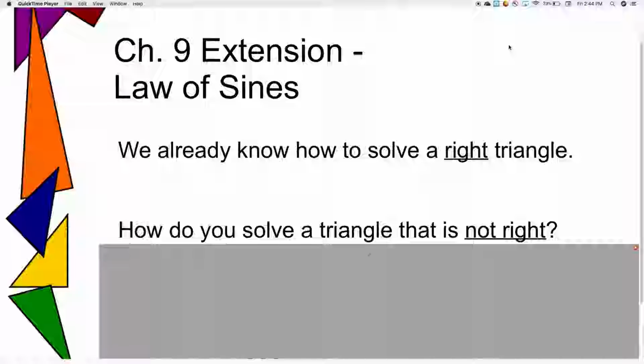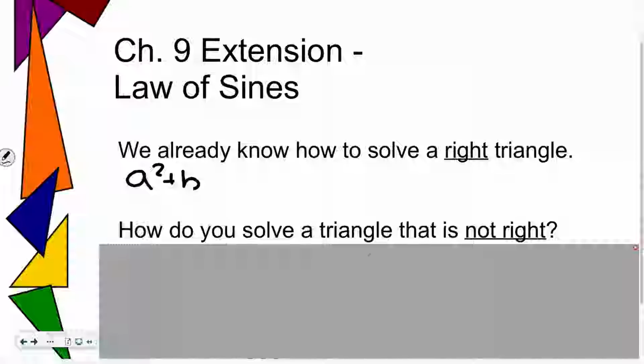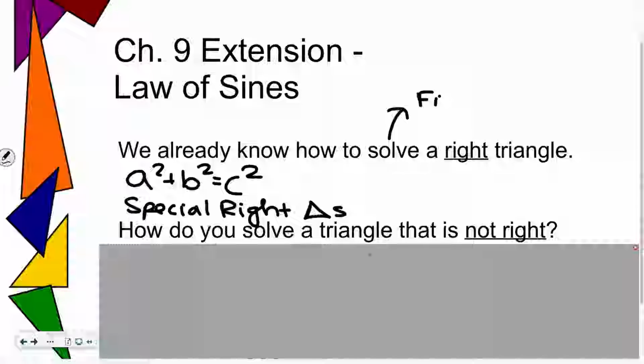Okay, we already know how to solve a right triangle. So give me some tools that we've used in right triangle trigonometry. Pythagorean theorem's one of them. Yep. Oh, that's a good one. Special right triangles. What else can we use to solve? I guess to solve means to find angles or sides of a triangle. Liam?